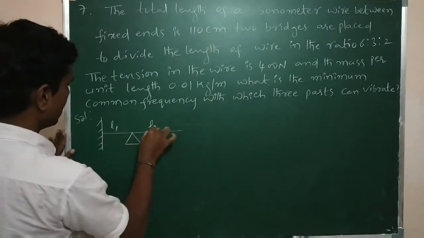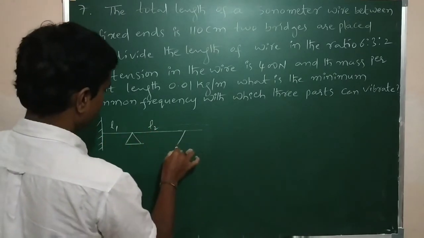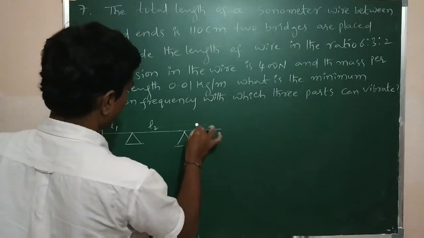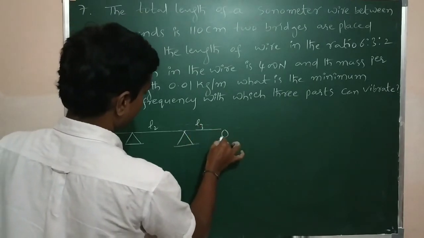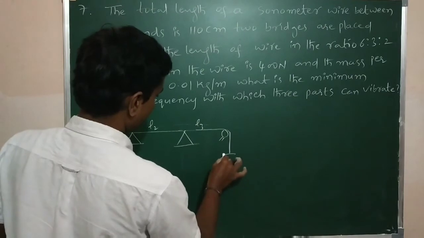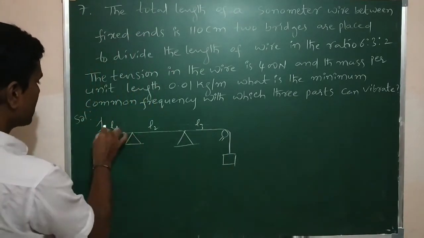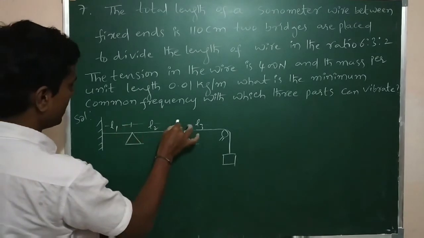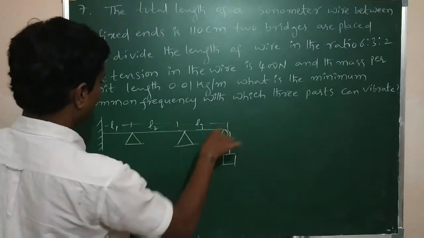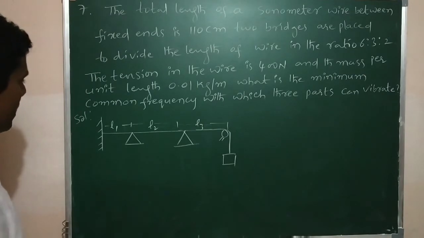Here is L1, this is L2, and this is L3. Here is the pulley, this is the weight. Sonometer, 2 bridges. Three parts: from here to here, from here to here, and next from here to here, like this.